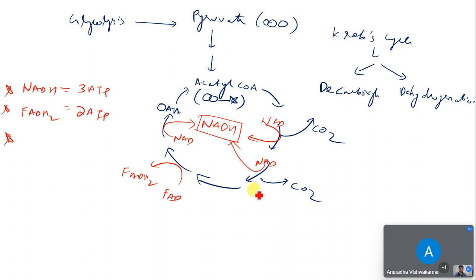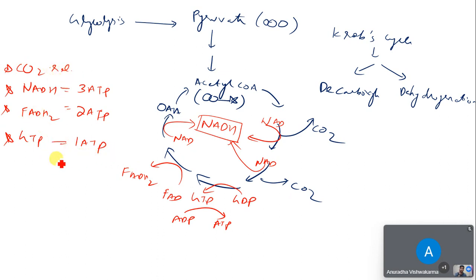GTP. GTP or ATP. So basically GDP is converted into GTP, and this GTP is utilized to convert ADP to ATP. So this is substrate level phosphorylation. We get one GTP which gives one ATP here itself. So this was the entire cycle, right? Basically 2 CO2 is released, and NADH, FADH2 and GTP are produced. This is the entire summary of the Krebs cycle.